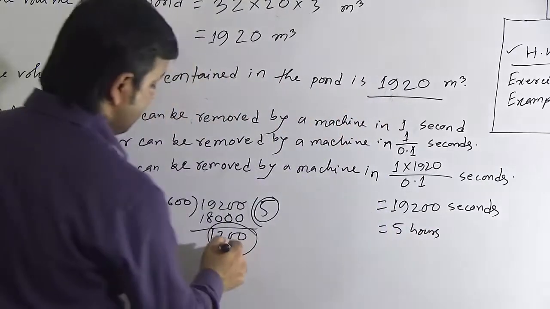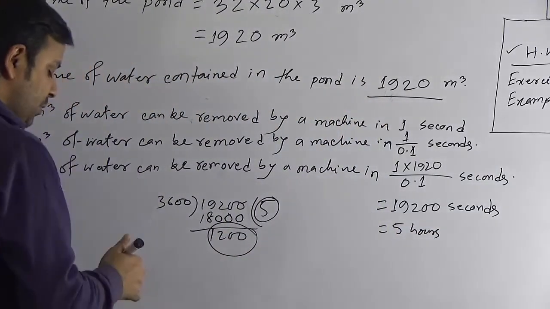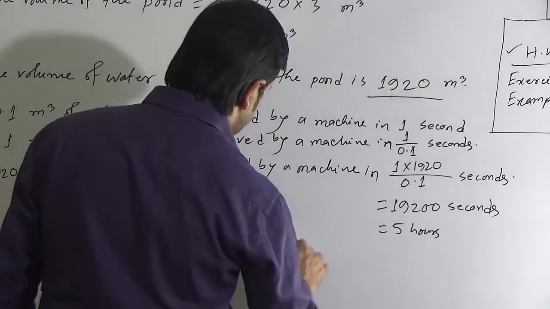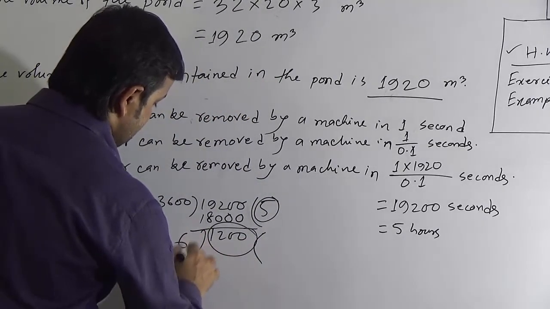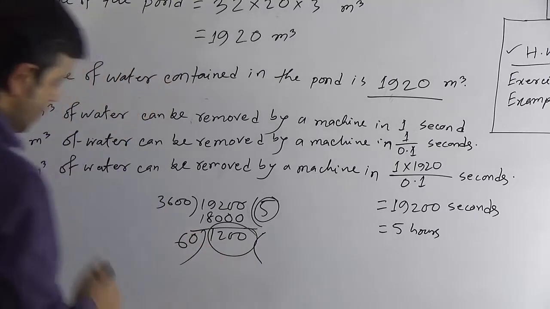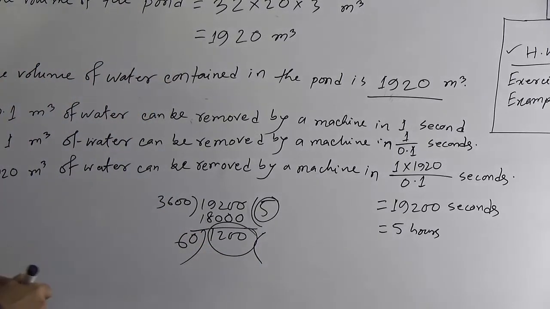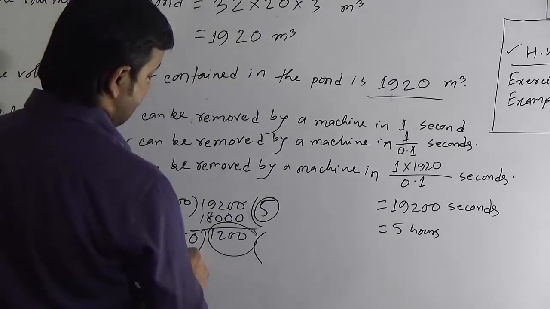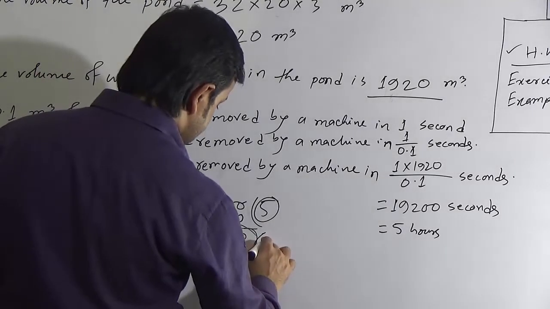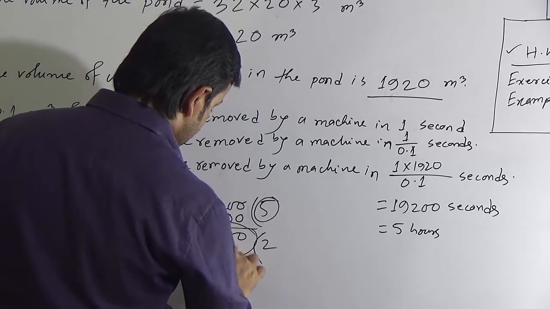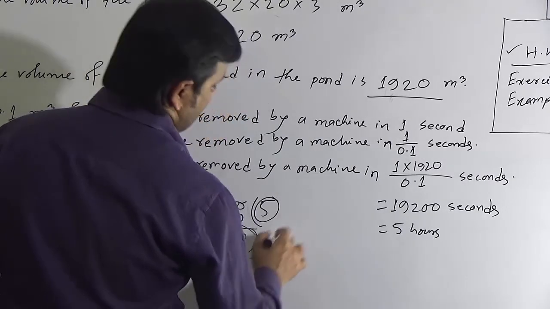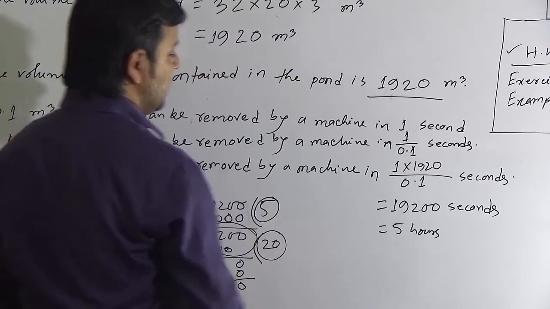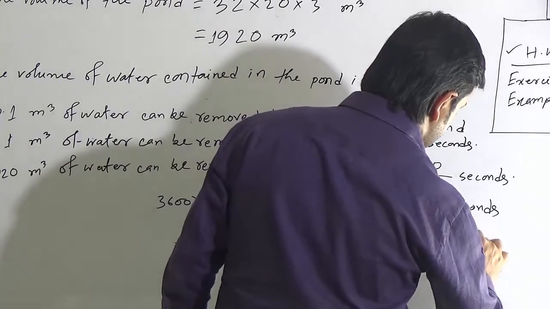And then this remaining seconds we have to convert into minute. So we have to divide this by 60, as 1 minute is equal to 60 seconds. If we divide by 60, we will get here 2, 1, 2, 0. Now 0 left, 0 here, 0. So we will get here 20 minutes.